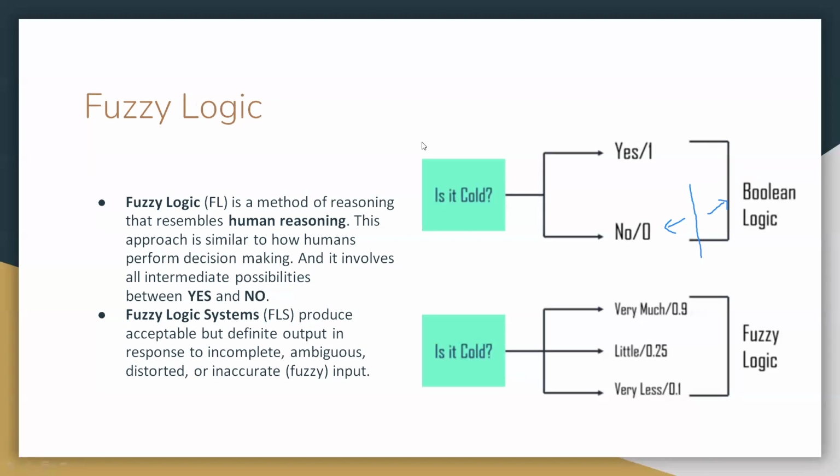So you can see here, is it cold? Yes and no are the Boolean logic we all know. But when it comes to fuzzy logic, we can classify it by using things like very much, little, very less, etc. With that, we associate a value. Say instead of 1 and 0, I put a 0.9 for very much, a 0.25 for little. And when it is very less, you can say it is 0.1. So it's basically a value between 0 and 1.